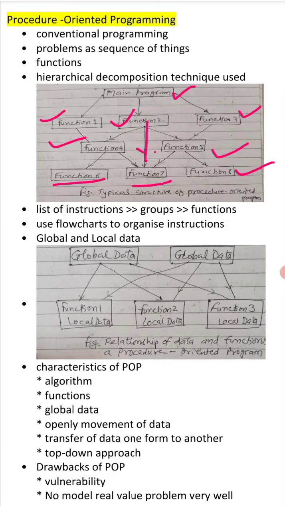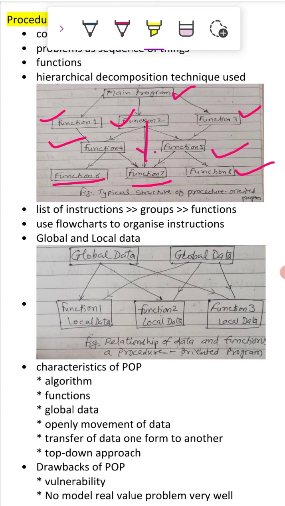So a procedure oriented program basically consists of writing a list of instructions, you can say actions, for the computer to follow, and organizing these instructions into groups. These are known as functions. We normally use a flowchart to organize these actions and represent the flow of control from one action to another.